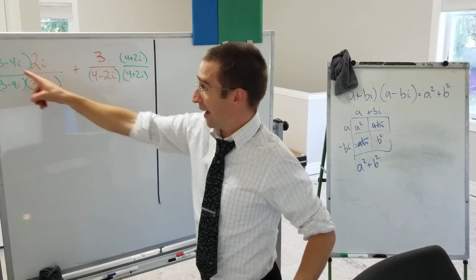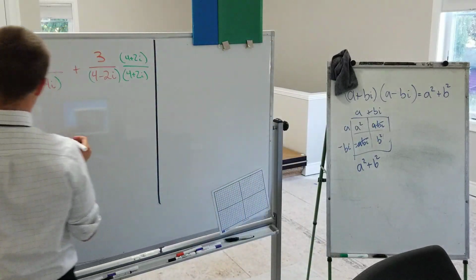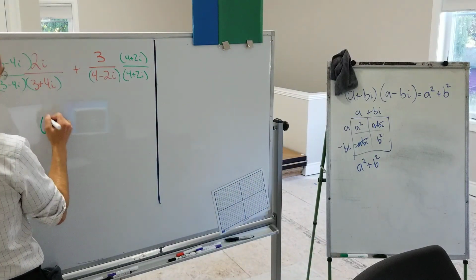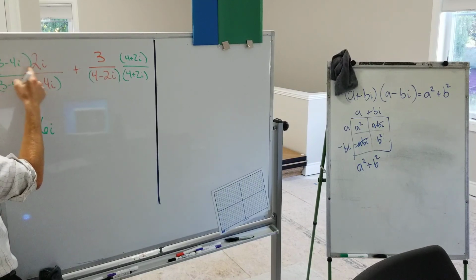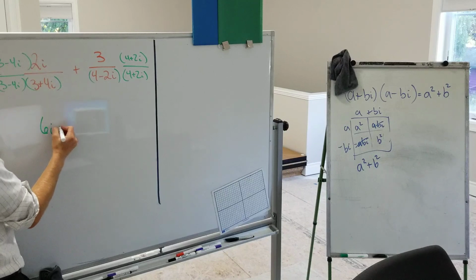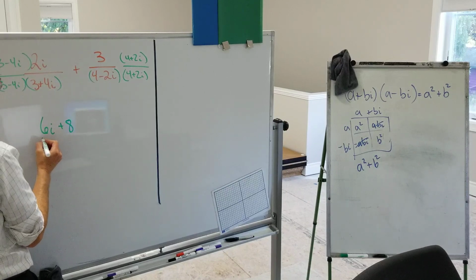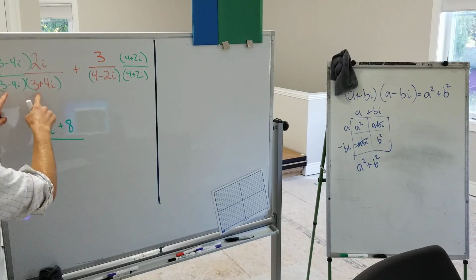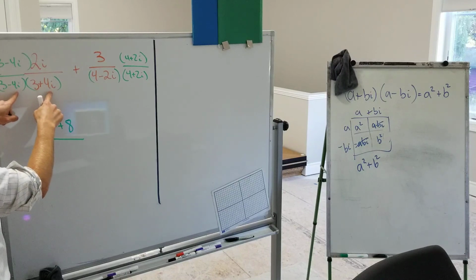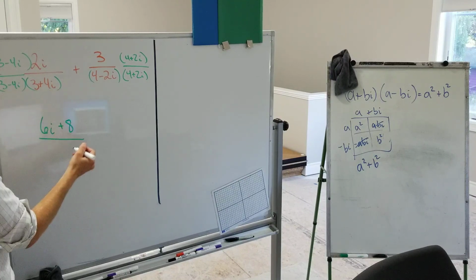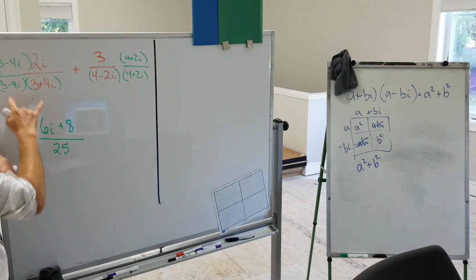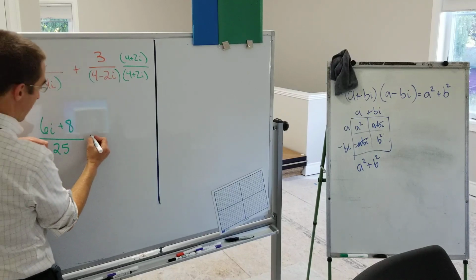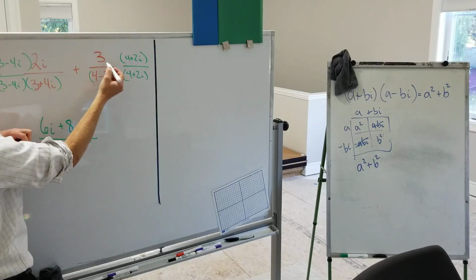So I got 2i times 3. That's 6i. And then I have negative 4 and 2 is negative 8. i times i makes it a plus 8. And then over, we're going to have 9 plus 16, 25. Yeah, 9, 16, 25, yep. And then plus whatever I get here.